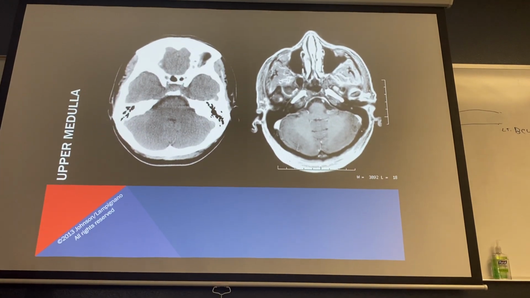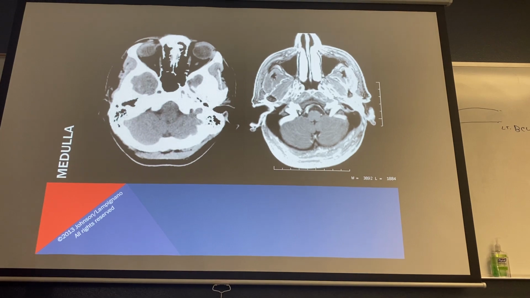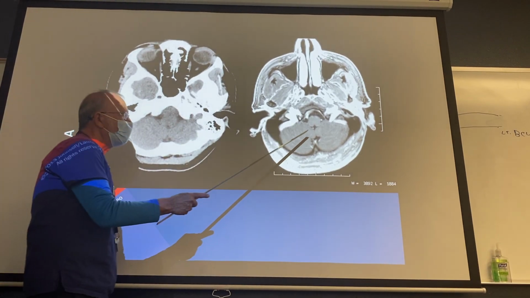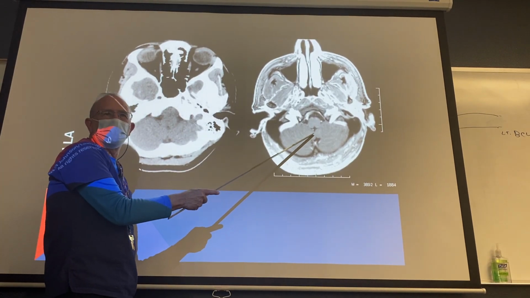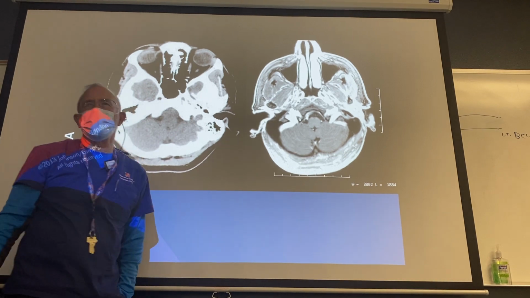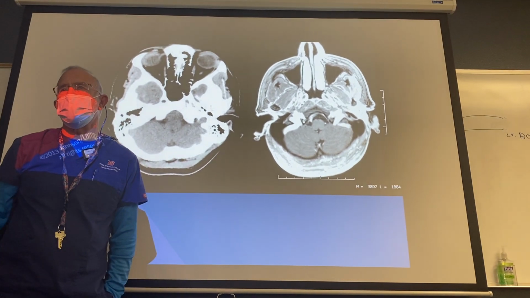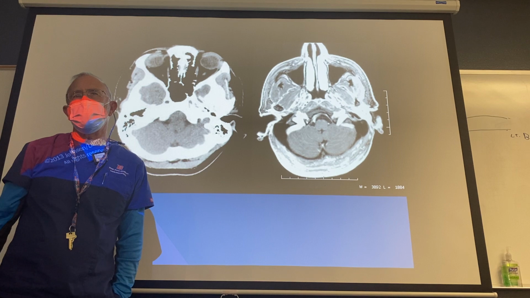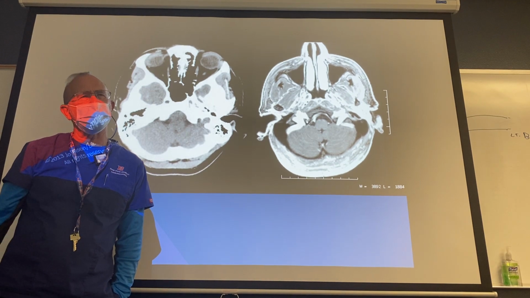One more level down. We're in medulla, okay? These are called what? The tonsils. The cerebellar tonsils. And what condition oftentimes is it where they herniate through the foramen magnum? What do we call that? Remember?